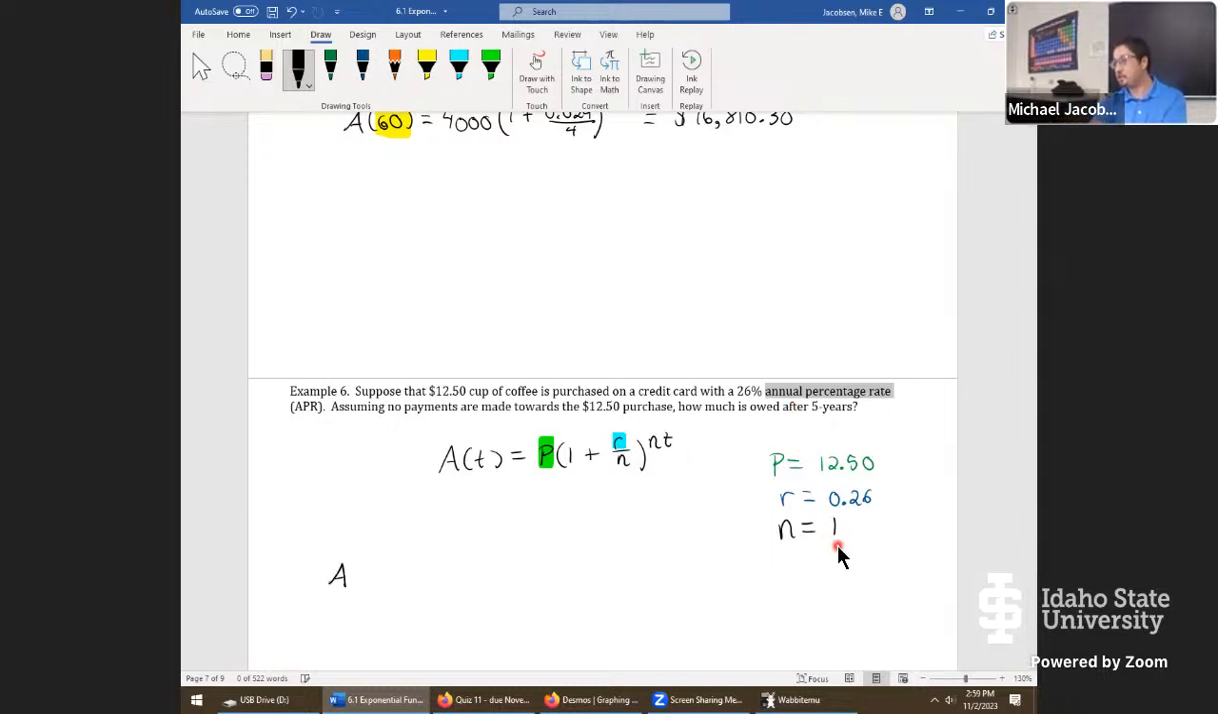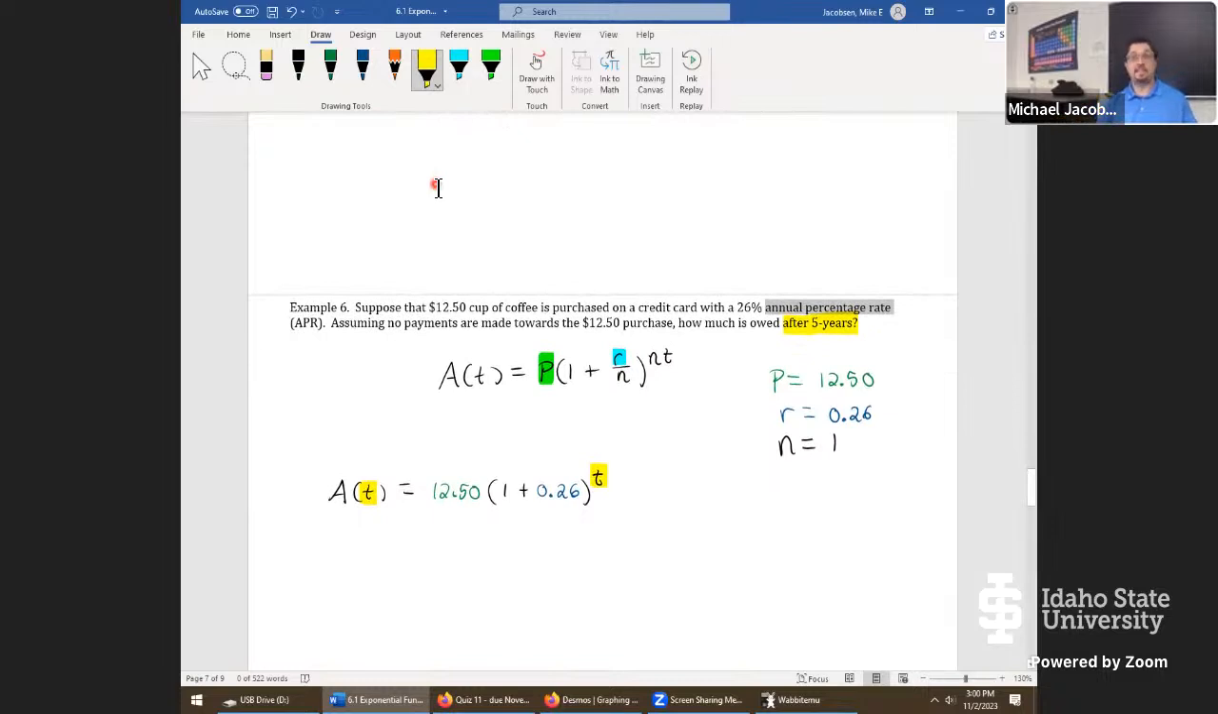So our function becomes amount at time t equals the $12.50 that was charged. We're not going to make any payments toward it for 5 years, but we also need to put in 1 plus 0.26. The n is a 1, so we can drop the value down there. And up here, it's n times t, but that's just going to be t altogether. So that's how it comes together. The question says, how much is owed after 5 years? That's going to go in for the time variable and those locations. Does that look right to folks so far to that step?